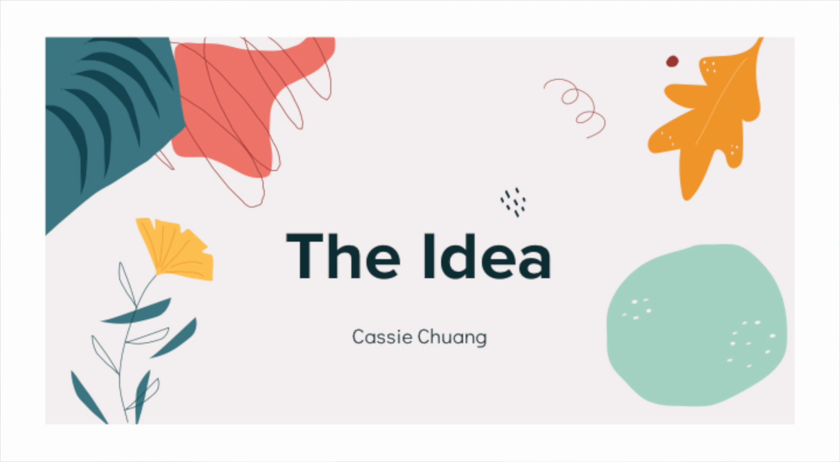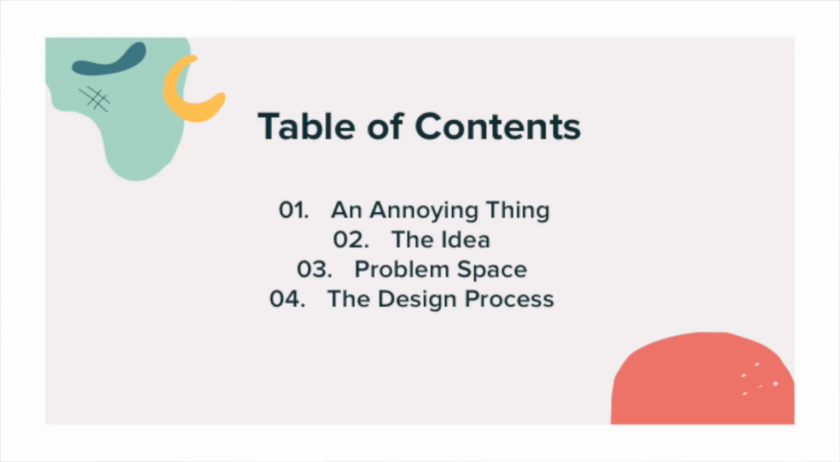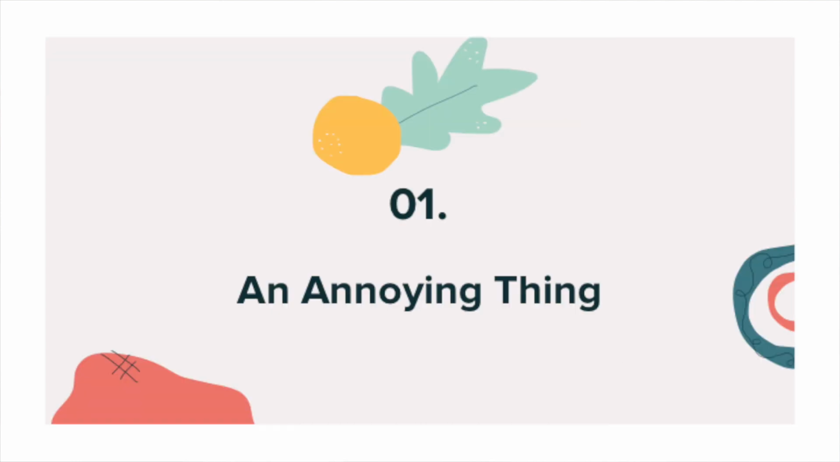Alright, so the idea, I prepared a little deck as well because it's easier to explain like this. These are the things we're going to be going through. Number 1, an annoying thing. Number 2, the idea. Number 3, problem space. And number 4, the design process. So number 1, an annoying thing.